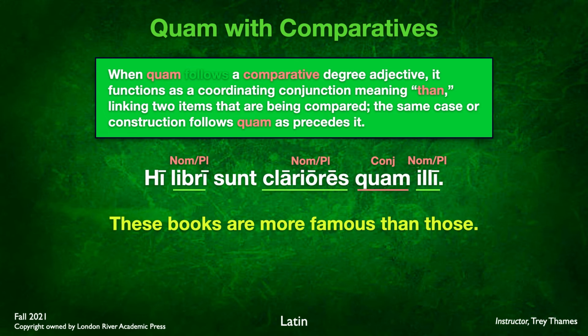Hi libri, these books, sunt, are, clariores, more famous. This is the comparative form here. These books are more famous. Quam translates this conjunction as "than." These books are more famous than elli, those books. So these books are more famous than those books. All three of these, nominative plural, libri, clariores, and elli, because they are all referencing the same thing, and they're being compared together. These books are being compared to those books, and they are more famous than those. So, hi libri sunt clariores quam elli. Notice that again, quam is following the comparative clariores.